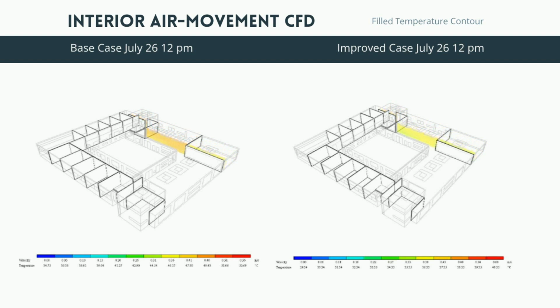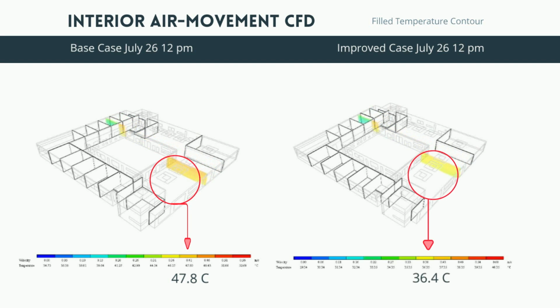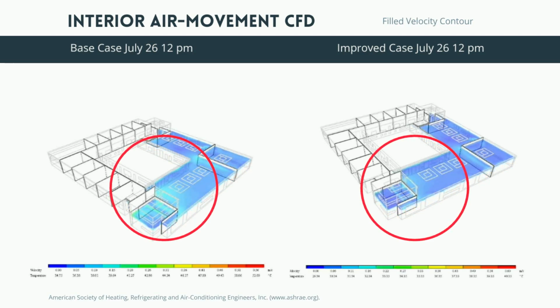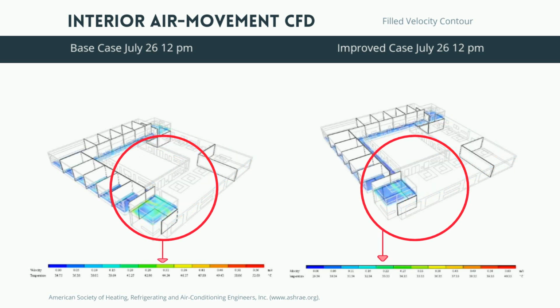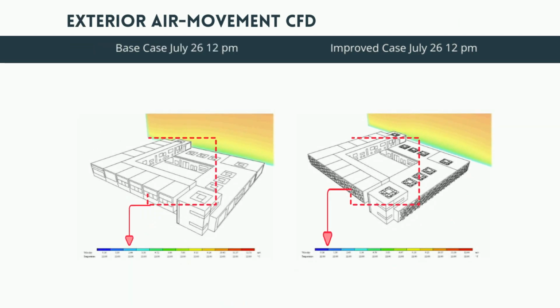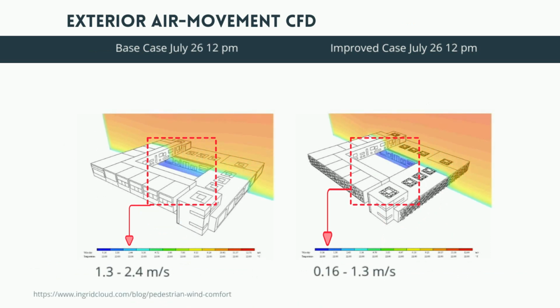Moving on to the CFD analysis relative to the base case on the left, kinetic skin on the improved case on the right reduced the temperature of the highlighted area by 24%. The higher prevalence of a blue shade in the improved case highlighted area reflects a reduced interior air velocity of 0.22 meter per second and below. Both analyses comply with Lawson-based criteria of 2.5 meter per second or less for sitting in regards to pedestrian comfort.